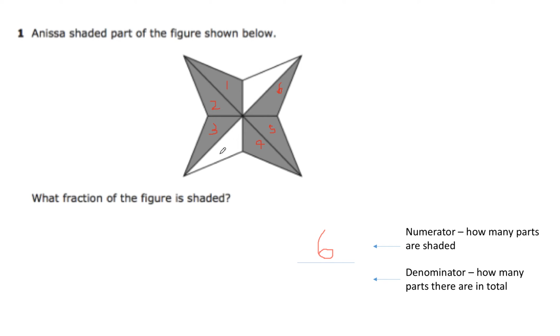But there are 2 parts that are not shaded, right? So in total we have 6 shaded parts, 7, 8 parts in total. So the question asks us, what is the fraction of the figure that is shaded? So we know that 6 parts are shaded, and we know that there are 8 parts in total. So that means that 6/8 are shaded.